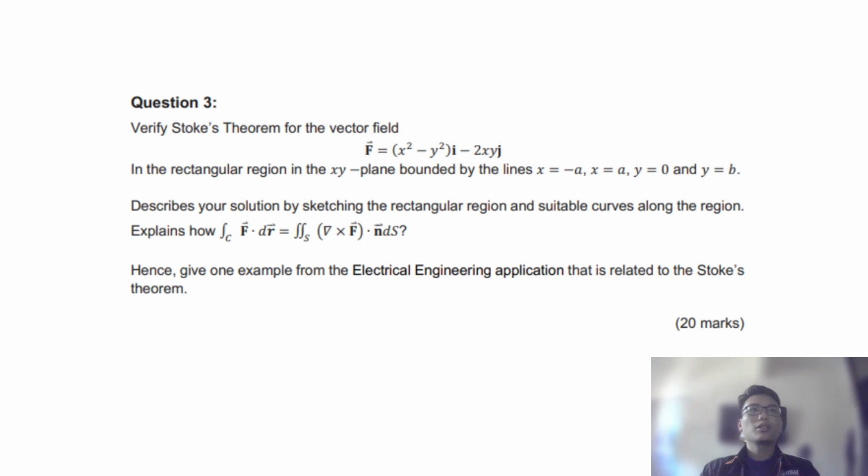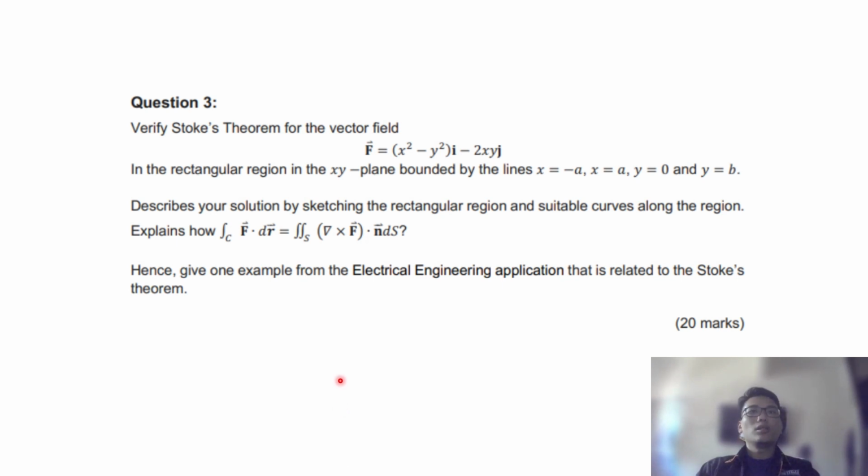Hi, my name is Ho. So I will be presenting question 3. Question 3 is about verifying Stokes' theorem with the vector field given by this equation, and the region is a rectangle in the xy plane. The boundary is x from negative a to a, and y from 0 to b.